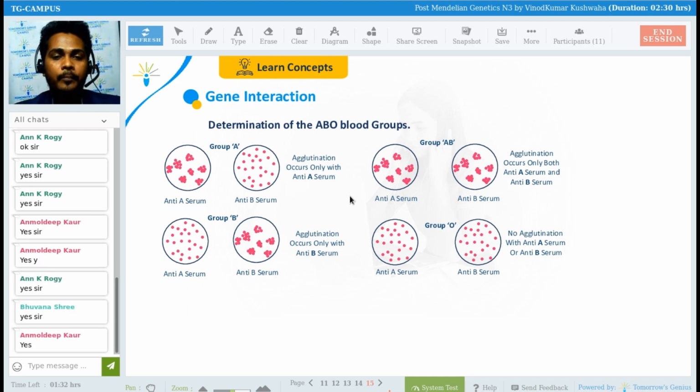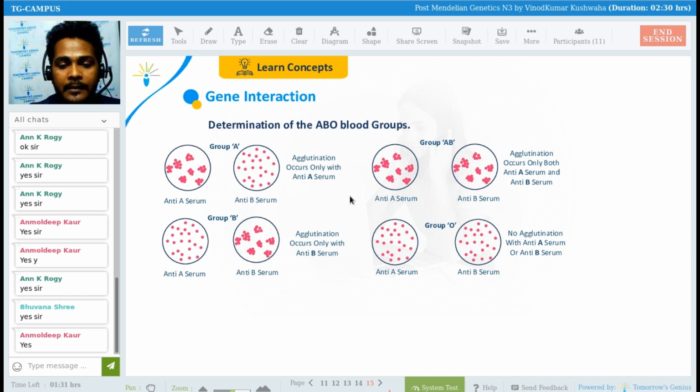Now, determination of ABO blood group. You know how our blood group is determined? It is also called blood grouping or blood typing. How is it detected whether a person has blood group A, B or AB? It is detected using serum. One drop of anti-serum A is placed on one end of a glass slide, and one drop of anti-serum B on the other end.